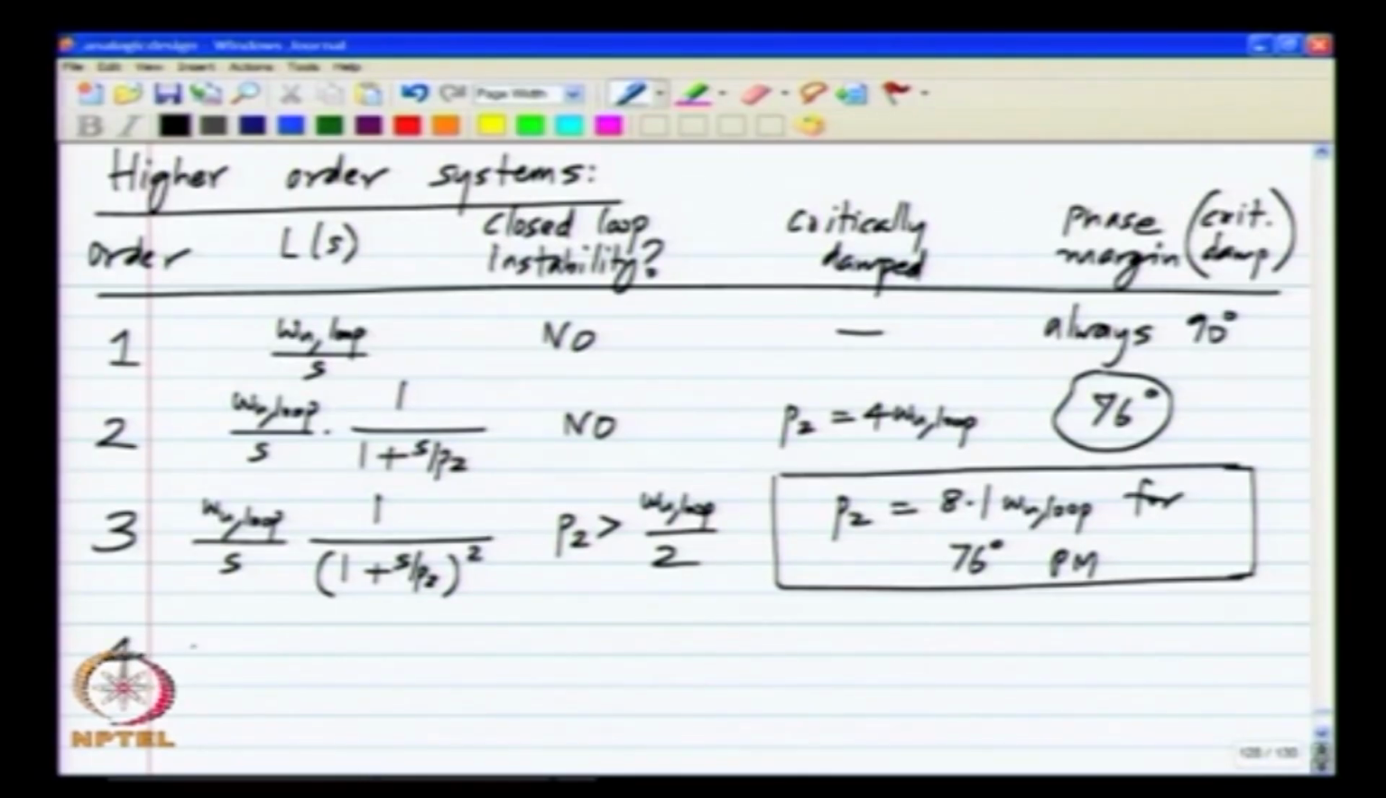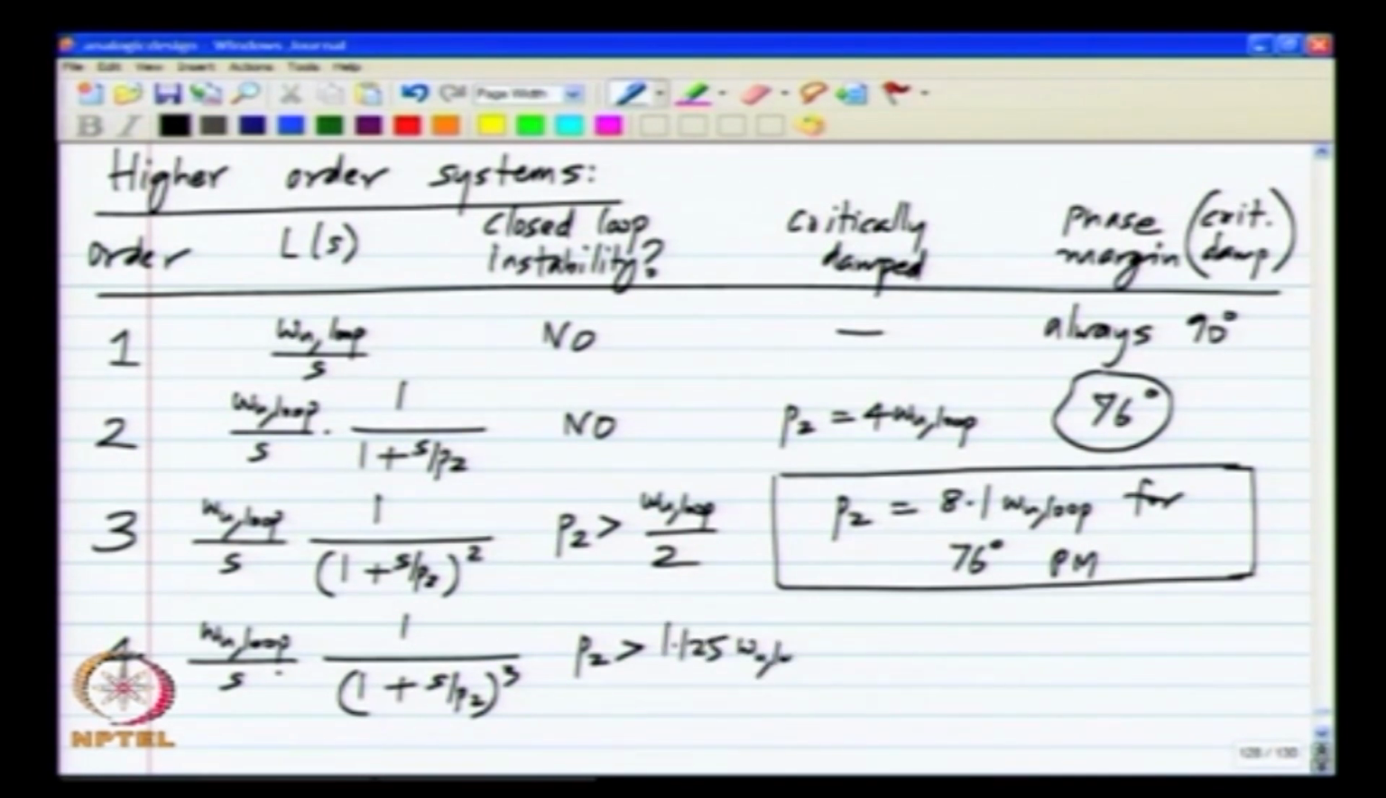The same exercise can be carried out for higher order systems. In this case, we have 3 extra poles all at p 2, and this is again for analytical convenience, and p 2 has to be greater than, I think, 1.125 omega u loop. Notice also that here p 2 had to be half of omega u loop, and here it is more than omega u loop, and then it will be unstable, because the more poles you have, each one contributes an excess delay, and the excess delay contribution due to each pole can be smaller while still driving it to instability.